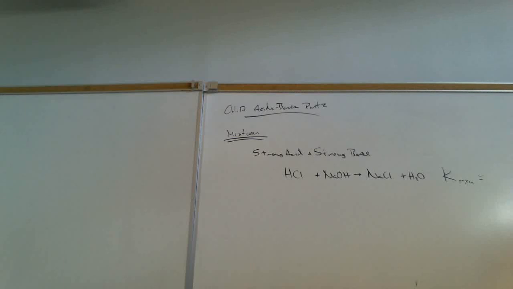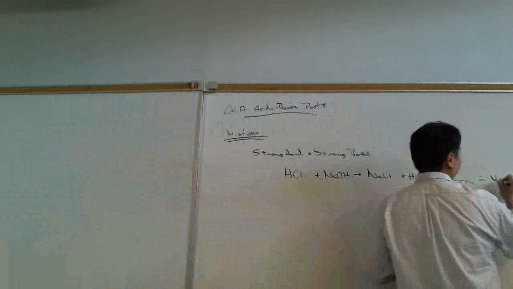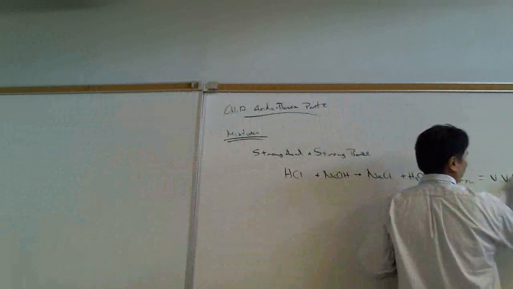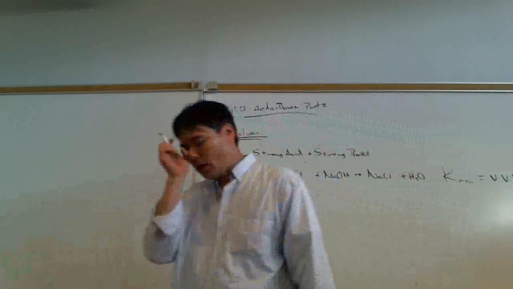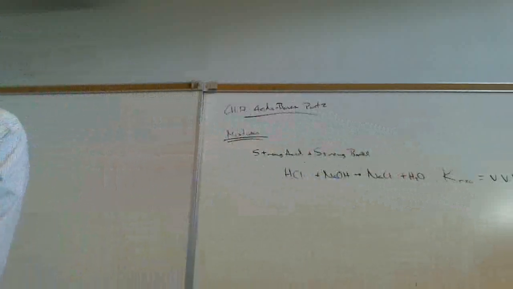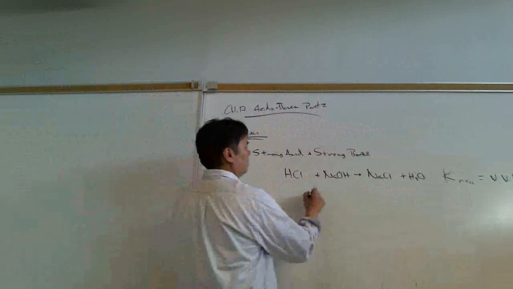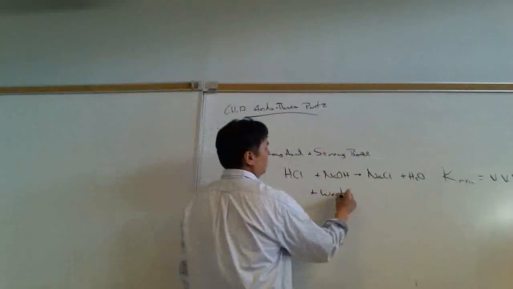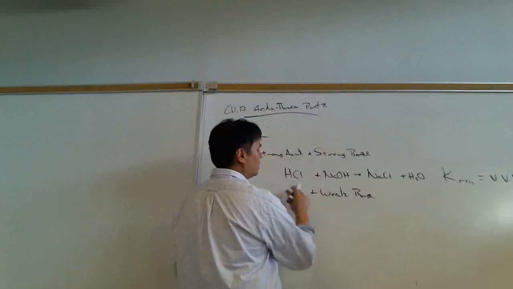I call the K for this very, very, very large. Why? Because I have some reference points for this. The reference points I have for this would be like this.